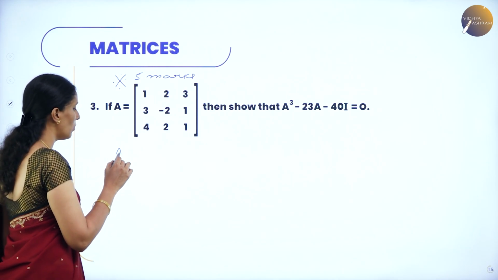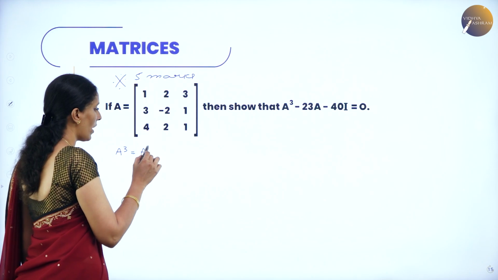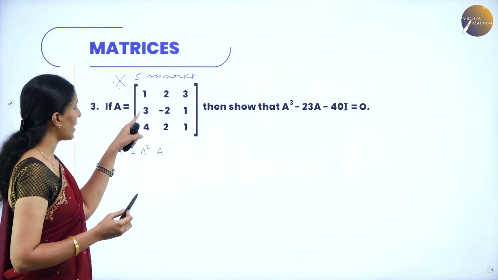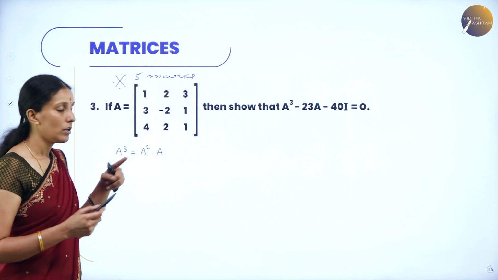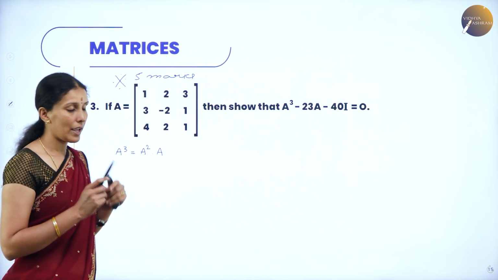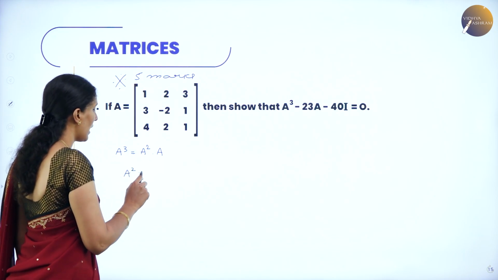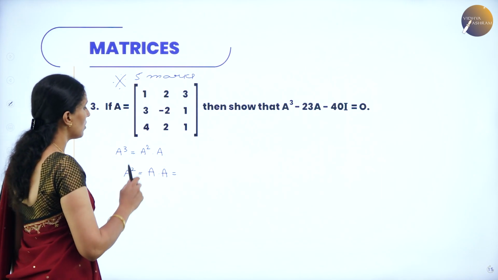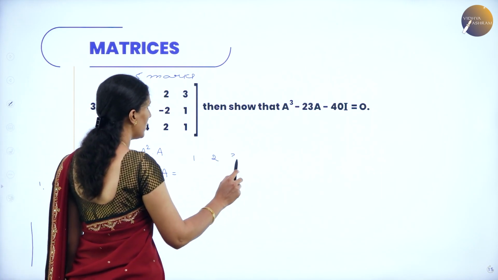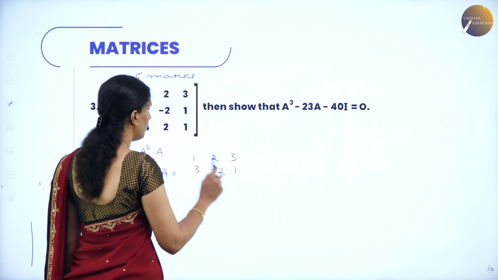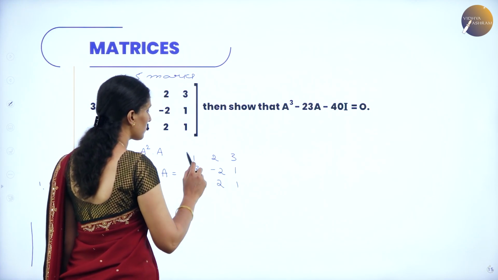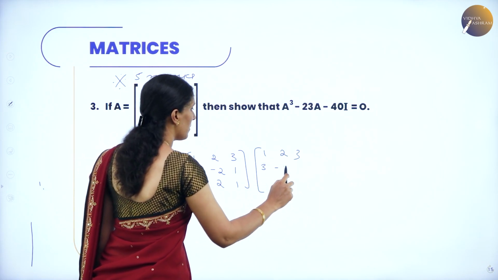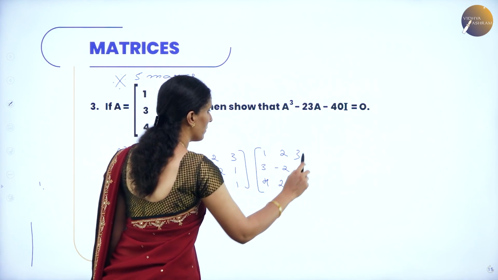First, let us find what is A cube. To find A cube, I need A square, because A cube is A square into A. So first let us find out A square. A square is not just squaring the given matrix. A square is again A into A. That is, you have to multiply the same matrix 2 times. So let's see it. So we have 1, 2, 3, 3, minus 2, 1 and 4, 2, 1. And here again 1, 2, 3, 3, minus 2, 1, 4, 2, 1.